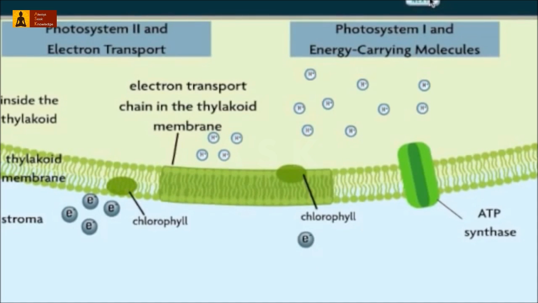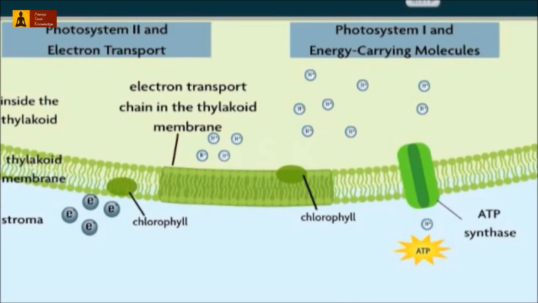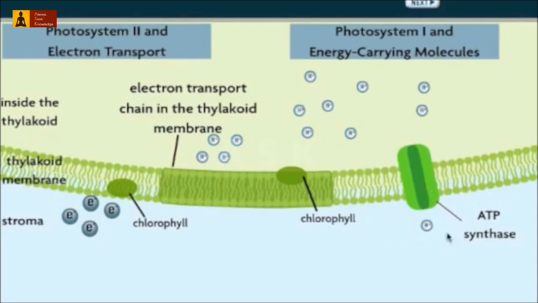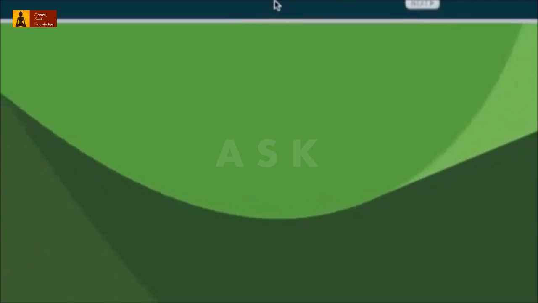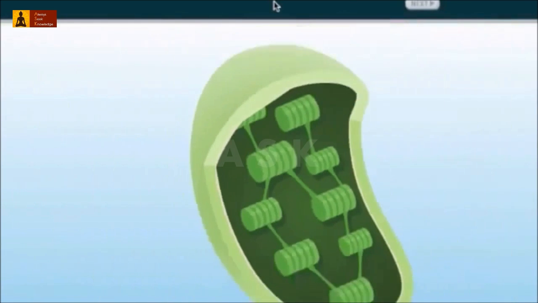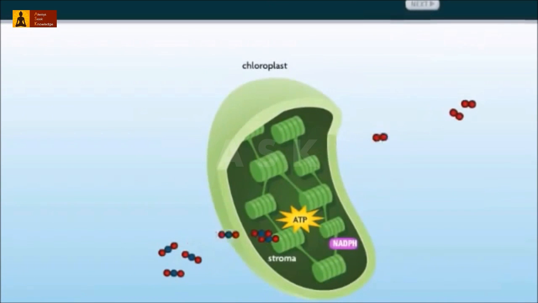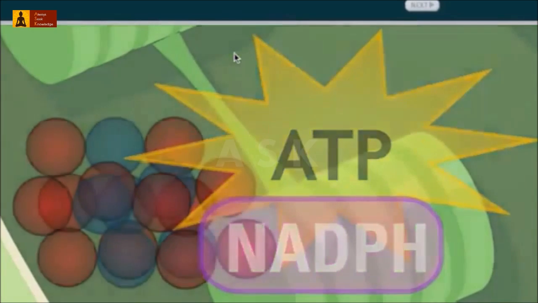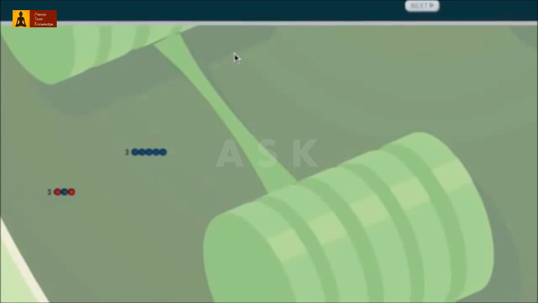NADPH is produced when electrons are added to NADP+. Now hydrogen ions are diffused through the protein channel. ADP is converted into ATP when hydrogen ions flow through ATP synthase. Now, this is the chloroplast, as you can see. ATP and NADPH go into the next stage.